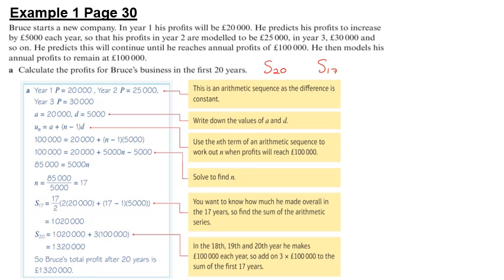The sum of the first 17 numbers comes to 1,020,000. And then after that, we just need to add on £100,000 for years 18, 19 and 20. So that's why they're adding on 3 lots of 100,000. That's for year 18, year 19 and year 20. And then we end up with Bruce's final total. This is how much profit he's made in total in 20 years.